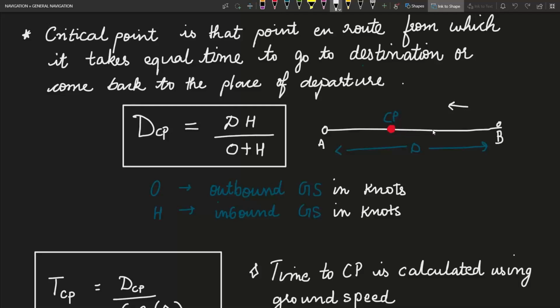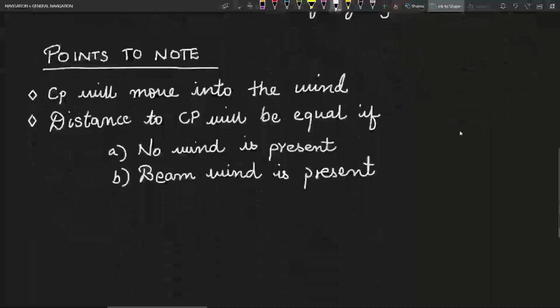So it will be somewhere around here. If we have a tailwind component, it will move nearer to the wind. So it will be around here. If there is no wind present, the CP will be exactly in between A and B. Now distance to CP will be equal if no wind is present, or the second case is if beam winds are present.